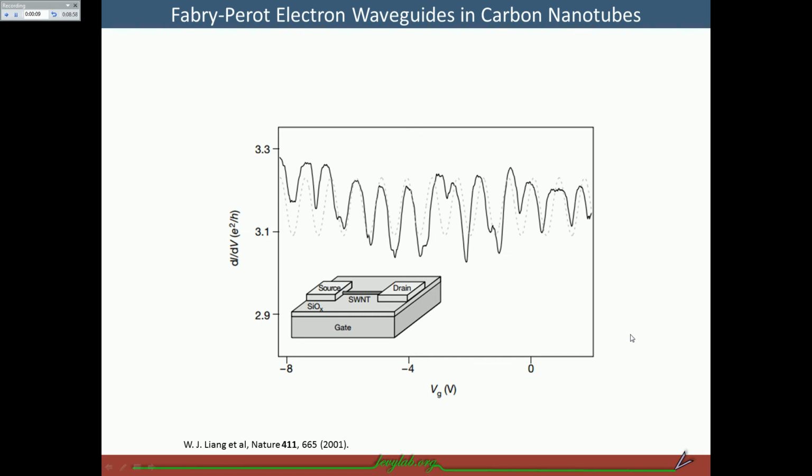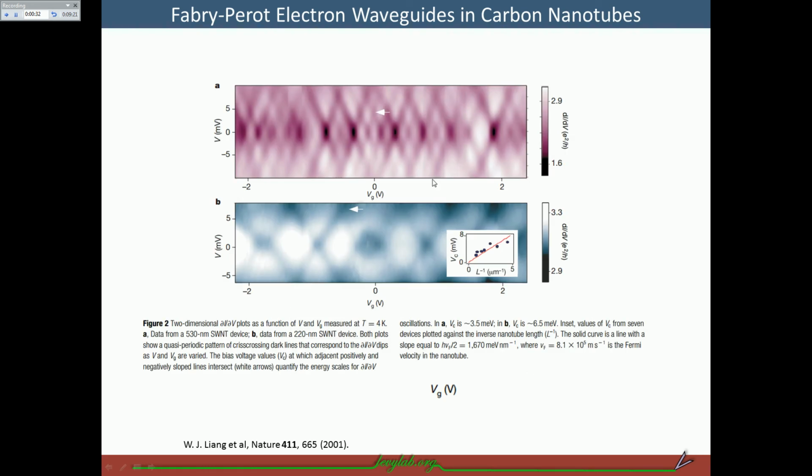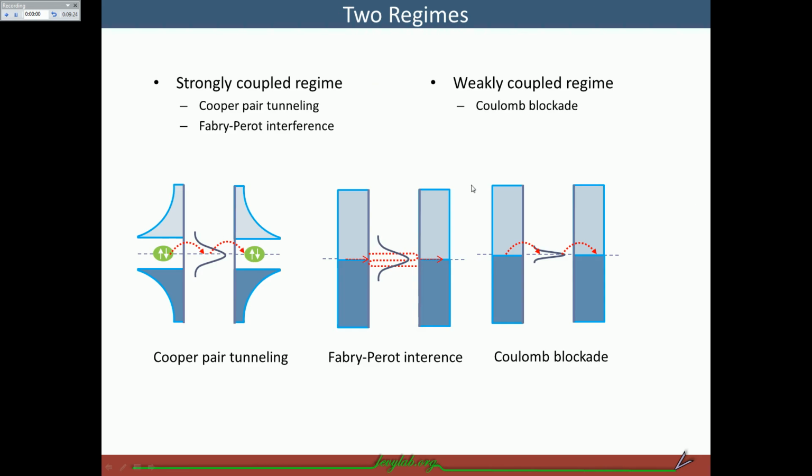So in the literature, the Fabry-Perot interference was discovered in other material systems, mostly in carbon nanotubes. So this is about the first report on the carbon nanotubes. They could fabricate very transparent electrodes to the carbon nanotubes, and then they observed the checkerboard patterns.